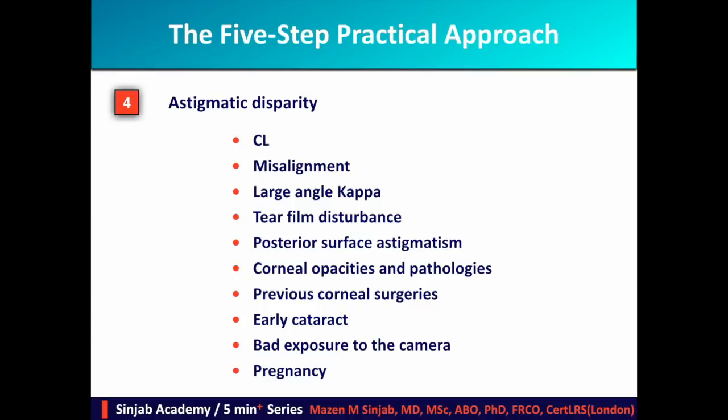And in case of any astigmatic disparity, we have to exclude the reasons behind this, such as contact lens wear, misalignment, large angle kappa, tear film disturbance, significant high posterior surface astigmatism, corneal opacities and pathologies, previous corneal surgeries, early cataract, bad exposure to the camera, and pregnancy. As you see, they are the same causes and reasons of false positives and false negatives on corneal topography.